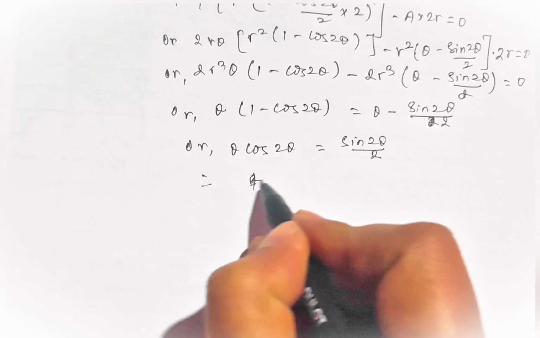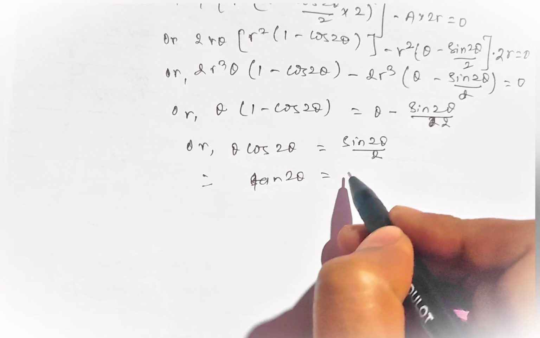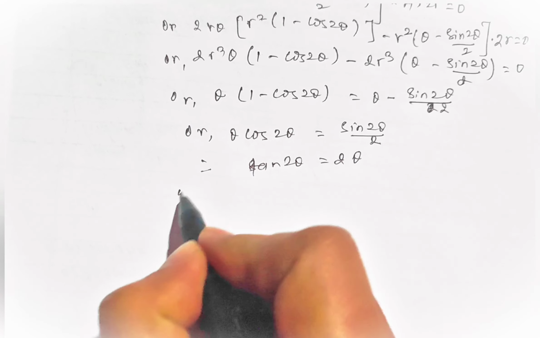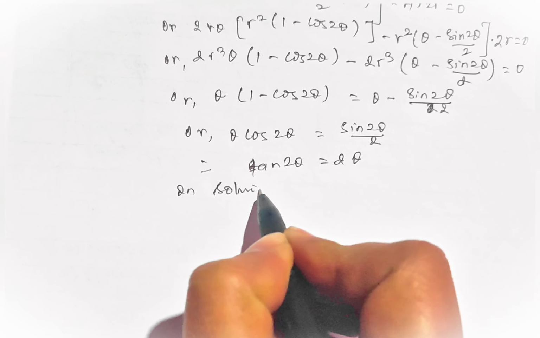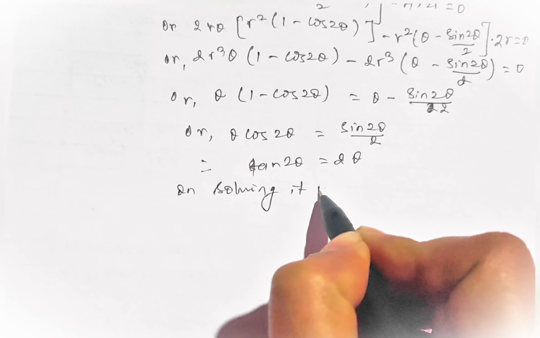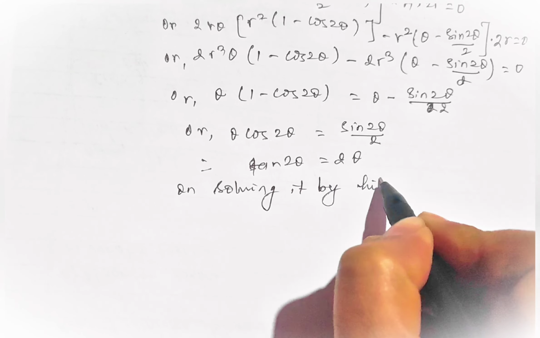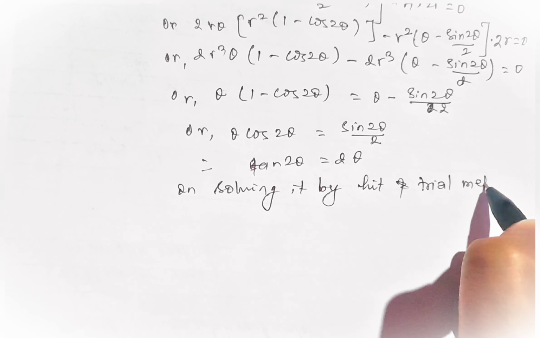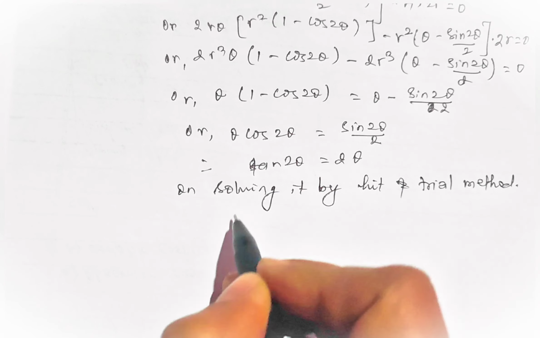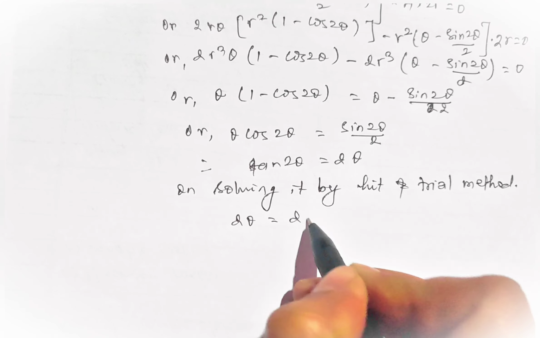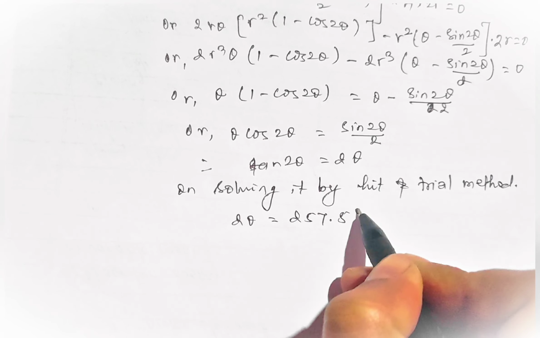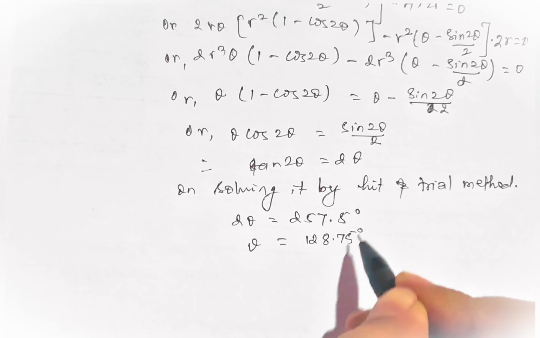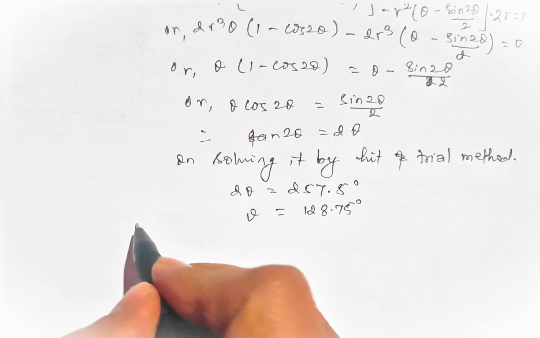Therefore tan 2 theta equals 2 theta. On solving this by hit and trial method, 2 theta equals 257.5 degrees, and the value of theta will be 128.75 degrees. After all this, we'll calculate the depth of flow.